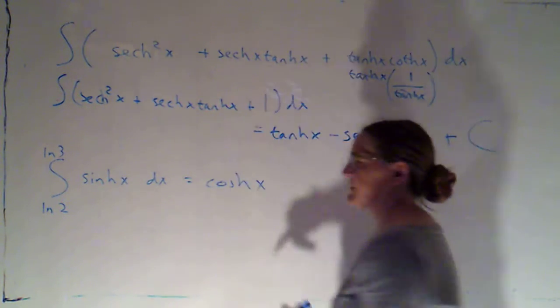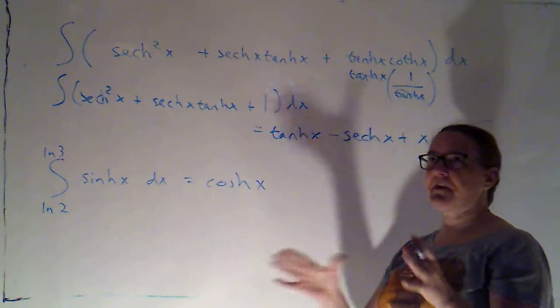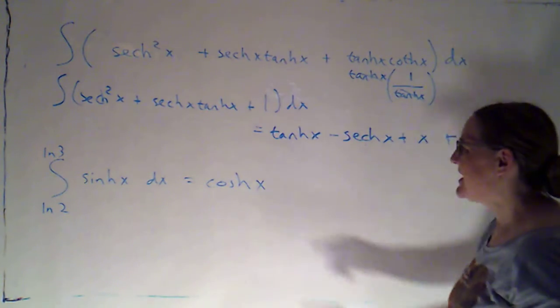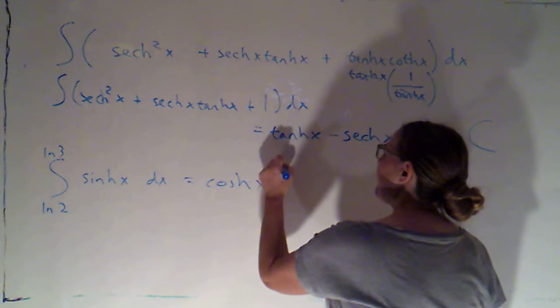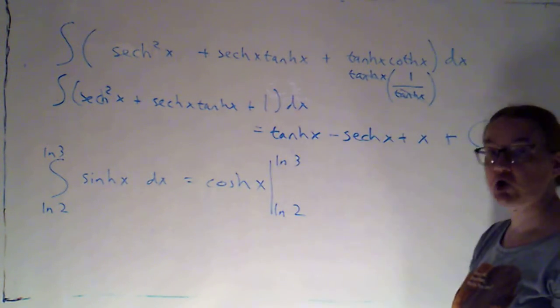All right. Here, an antiderivative of sinh is cosh. Hyperbolic trig is nice because the derivative of sinh is cosh, the derivative of cosh is sinh. I don't have to think about which one has the negative sign. So I'm going to get cosh of x evaluated between natural log of 3 and natural log of 2.